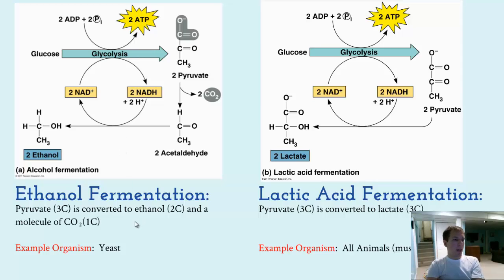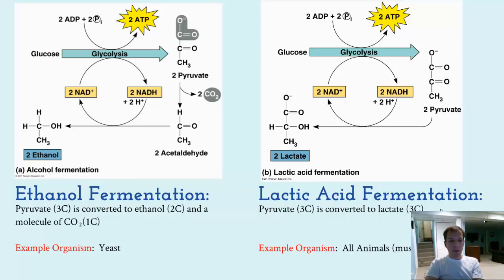Ethanol fermentation. This is where pyruvate is going to be converted into ethanol, and a molecule of CO2 is going to be released. Yeast would be one example of an organism that goes through ethanol fermentation. So when beer is being made, or when bread is being baked, fermentation is what's happening, and that CO2 that's being released is what creates the gas that causes the bread to rise, or the bubbles and the ethanol that's going to be in the beer.